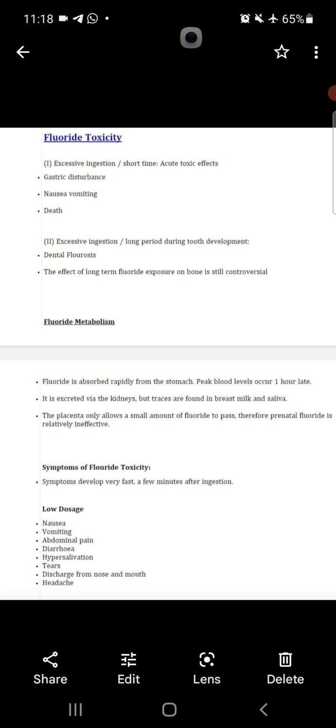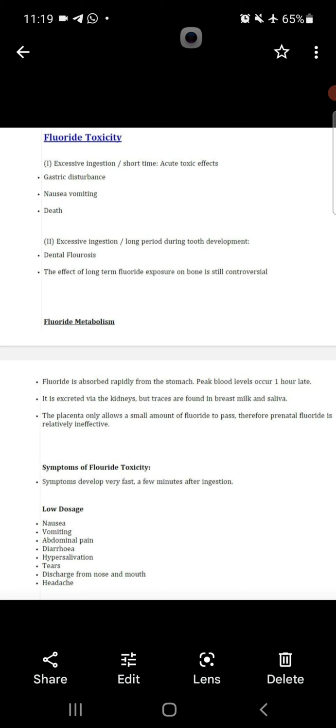These are very important. Now, first, fluoride toxicity is of two types. If there is excessive ingestion for a short period of time, and next is excessive ingestion of fluoride for a long period during tooth development. Now, first, excessive ingestion for a short period results in acute toxic effects like gastric disturbance, nausea, vomiting, and death. Second is excessive ingestion for a long period during tooth development. As a result there will be dental fluorosis. But the effect of long-term fluoride exposure on bone is still controversial.